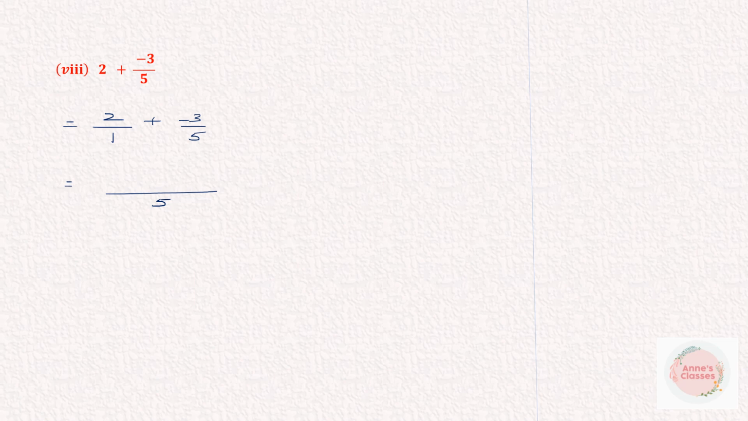So now take the first fraction, 2 by 1 multiplied by the LCM, which is 5. So here let's multiply the numerators. 2 5s are 10. 10 by 1 is 10. So let's write 10 here. Take the second fraction, minus 3 by 5 multiplied by the LCM, which is 5. Cancel the 5s. And what do we have? We have minus 3. So let's write minus 3 here.